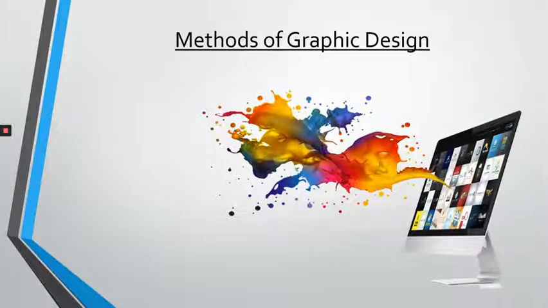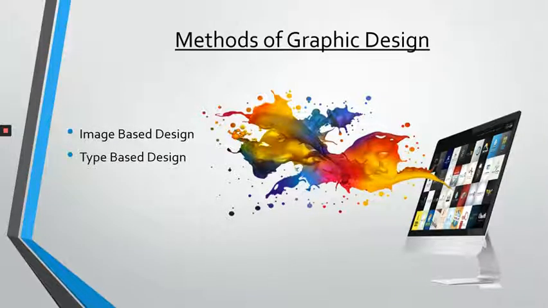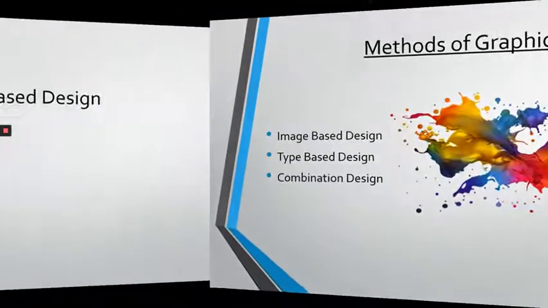There are three main methods of graphic design. First is image-based design. Next, we have type-based design. And last, we have combination design. We're going to take a look at each of these and what they entail. Make it quick. All right.